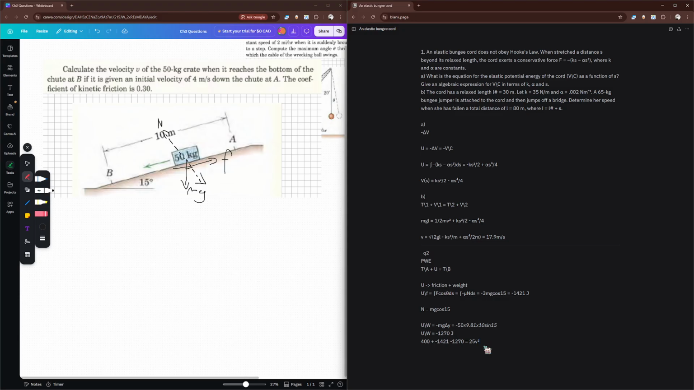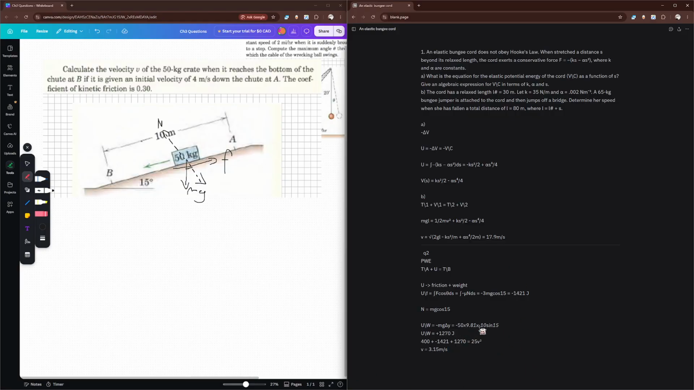Negative mg. Oh yeah, this is supposed to be plus. The direction of this is negative, so it's plus 1270. Okay, I figured out what the error was here. So we got 400 plus 1270 minus 1420, and then divide this by 25, and then take the square root, which gives us a velocity of 3.15 meters per second. Originally I got a velocity of like 99, so square root of 99 is approximately 10, and that was a little too high.